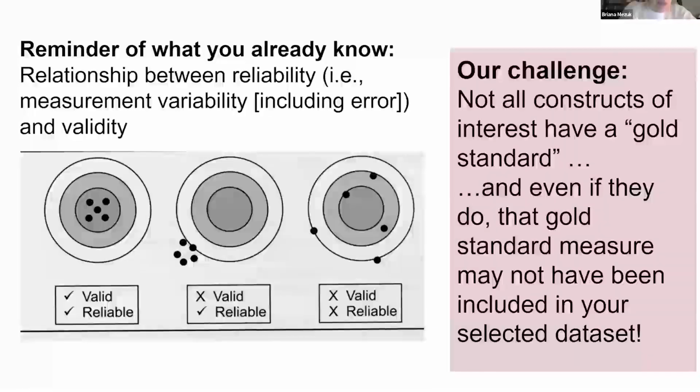One of our problems in terms of psychosocial or biopsychosocial research is that not all the constructs that we're interested in have a gold standard against which we would even know whether we are on the bullseye. If the center of the bullseye is the gold standard, most things like that don't exist. What is the gold standard measurement for depression? What is the gold standard measurement for life satisfaction? What is the gold standard measurement for discrimination? These things don't exist. That concept of a gold standard is not really useful for us. And even if that gold standard does exist, it doesn't mean that it was included in your selected data set.